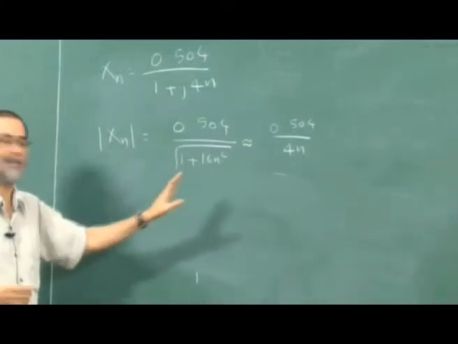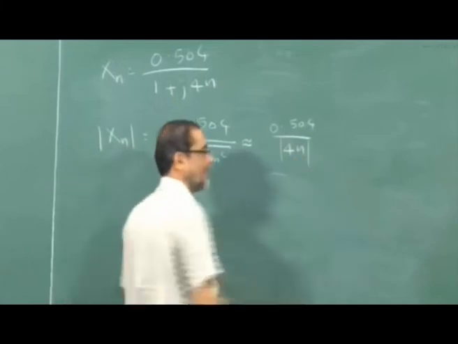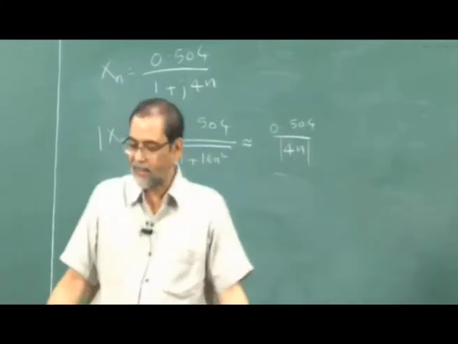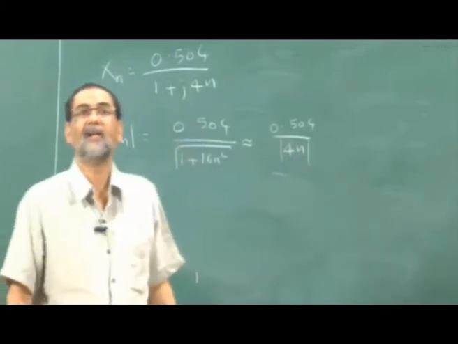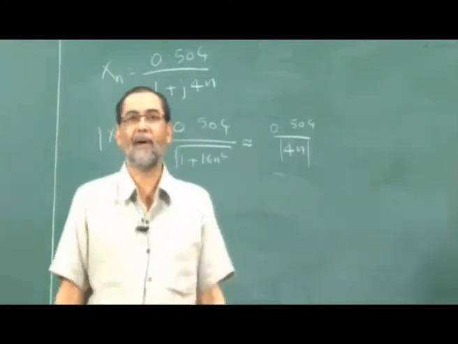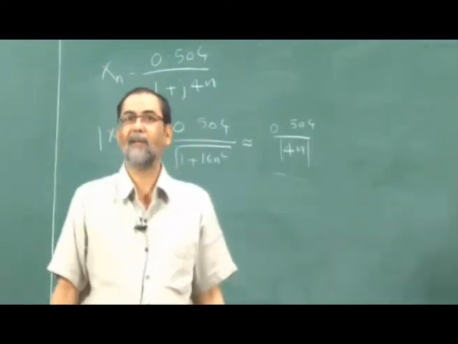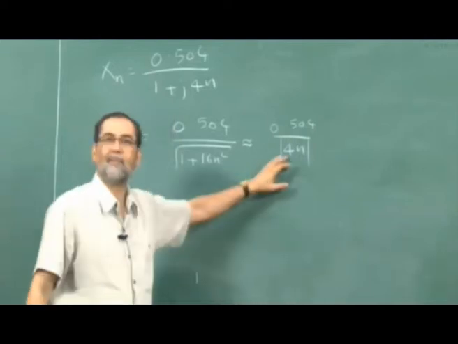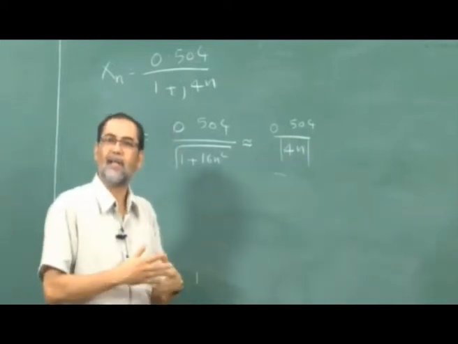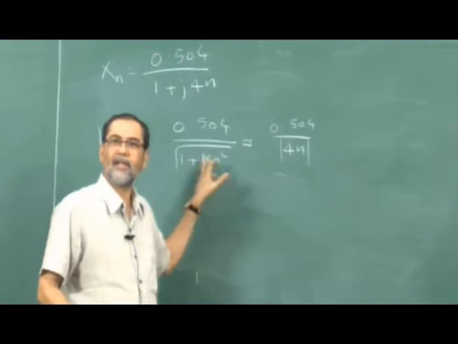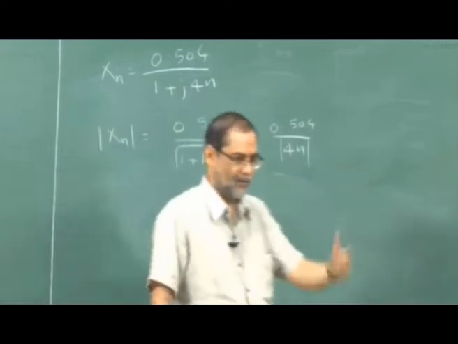So just to be consistent, I wrote this as magnitude because n can be negative, right? So in this case, if n becomes minus 4, then the magnitude, I am afraid, can become minus, so it becomes inconsistent. So just to retain the consistency, I put magnitude. I think that was the question.